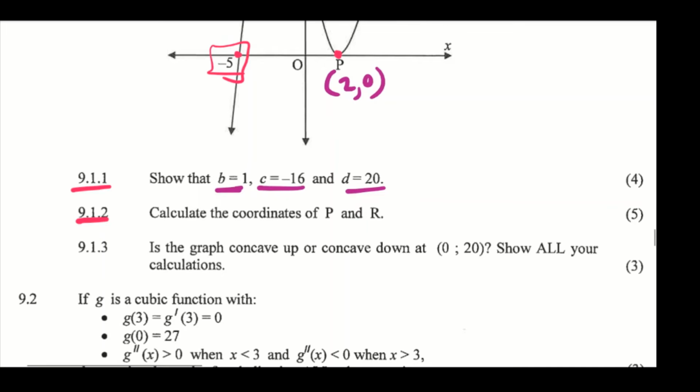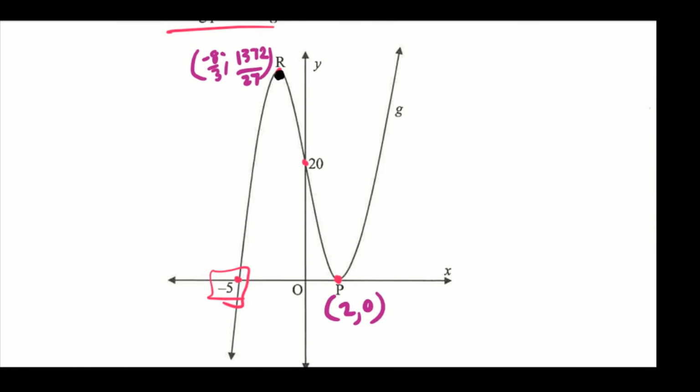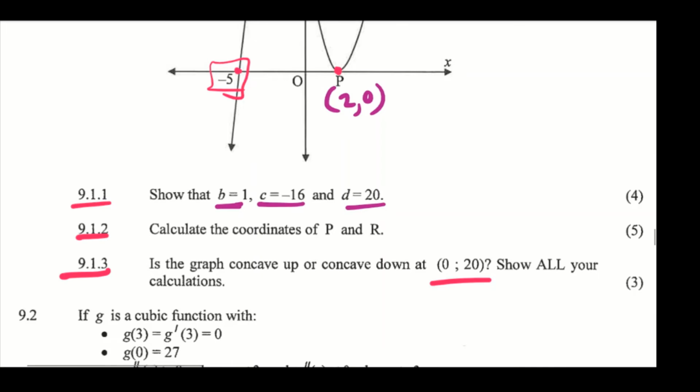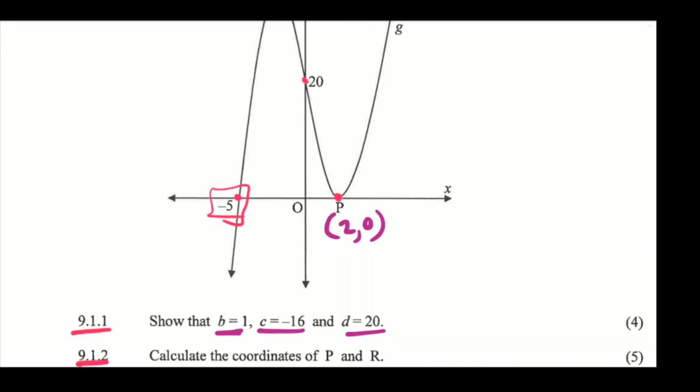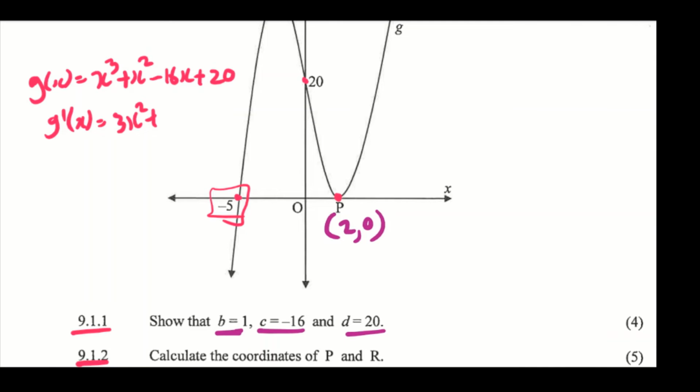So then we go to 9.1.3. Is the graph concave up or concave down at this point here? Show all your calculations. So what you're going to do here is this. We're having our g of x, which is given as x cubed plus x squared minus 16x plus 20. And the first derivative of this function is 3x squared plus 2x minus 16, right?